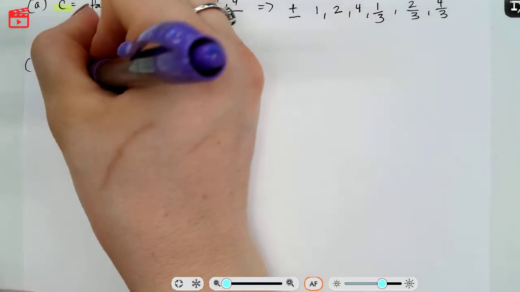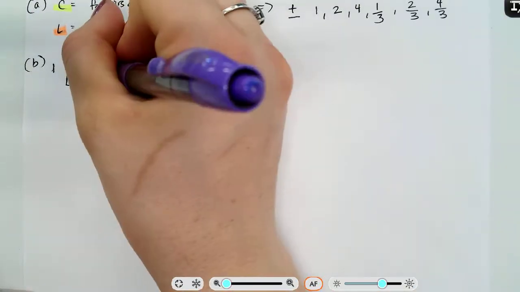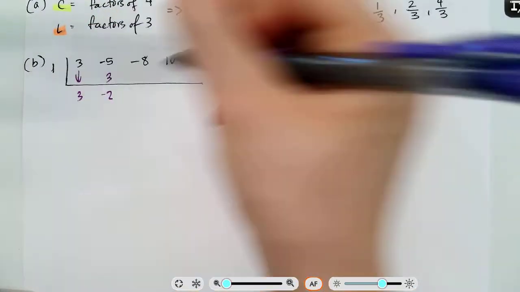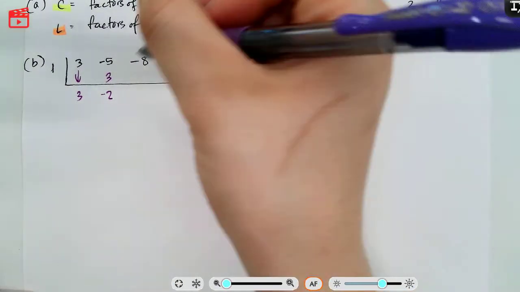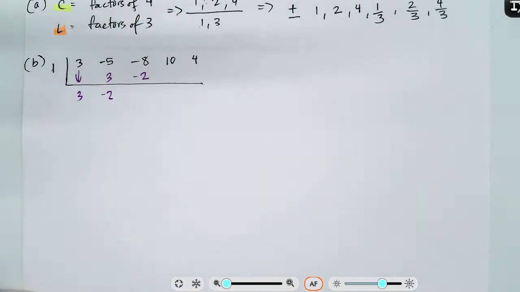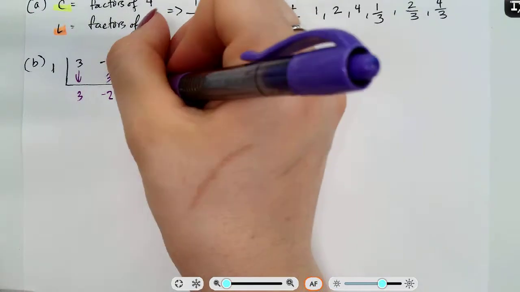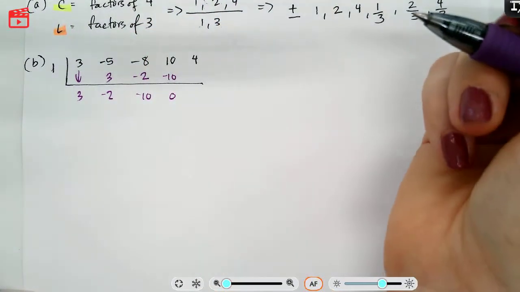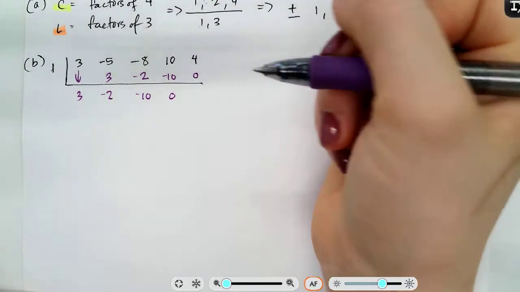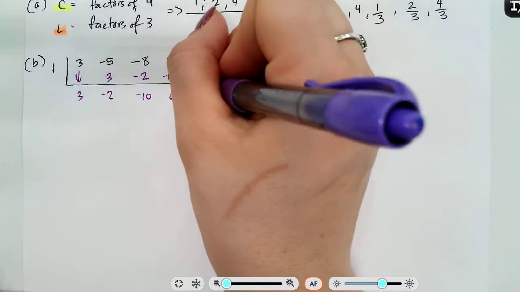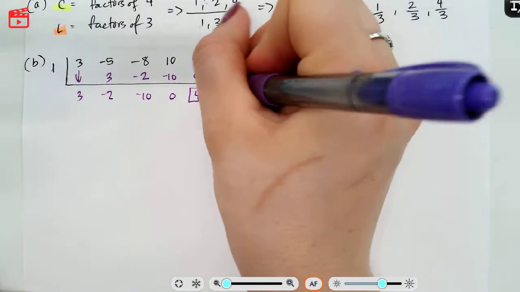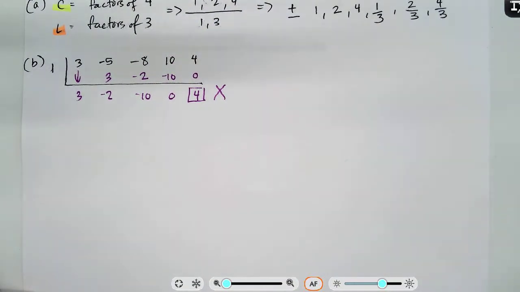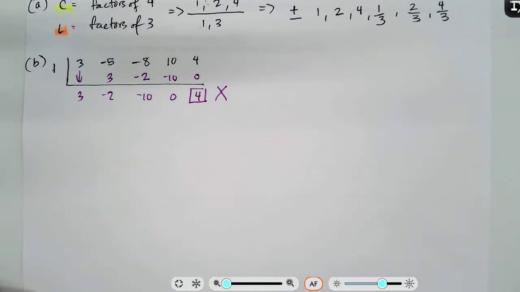All right, bring it down, 3. 1 times 3 is 3. That's going to be negative 2. 1 times negative 2 would be negative 2. That's going to be negative 10. 1 times negative 10 is negative 10. That's going to be 0. 1 times 0 is 0. And 4 plus 0 is 4. Okay, this is not a possible 0. Shucks. Let's try another one. How about 2?